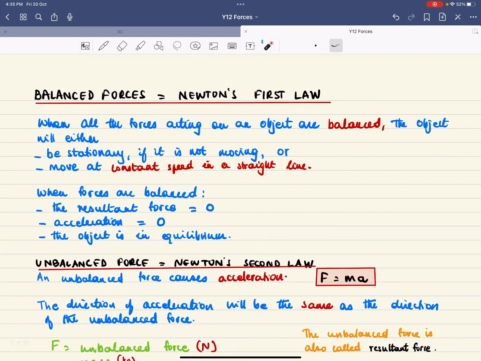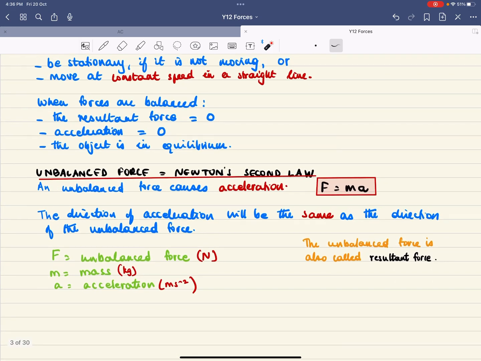Balanced forces and Newton's first law. When all the forces acting on an object are balanced, the object will either be stationary if it is not moving, or if it's already moving, it will move at constant speed in a straight line. So when the forces are balanced, there is no resultant force and there is no acceleration, and we say that the object is in equilibrium.